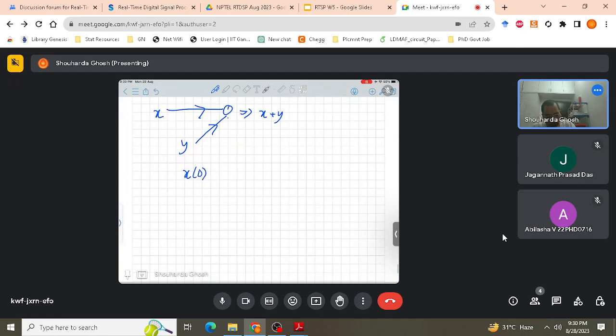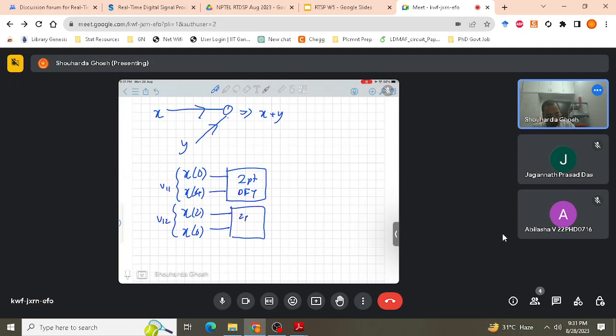X of 0, X of 4, X of 2, X of 6. So V11 and V12. What will I do? I'll put this into a 2-point DFT block. And what do I get? V110, V111, V120, V121. Okay.